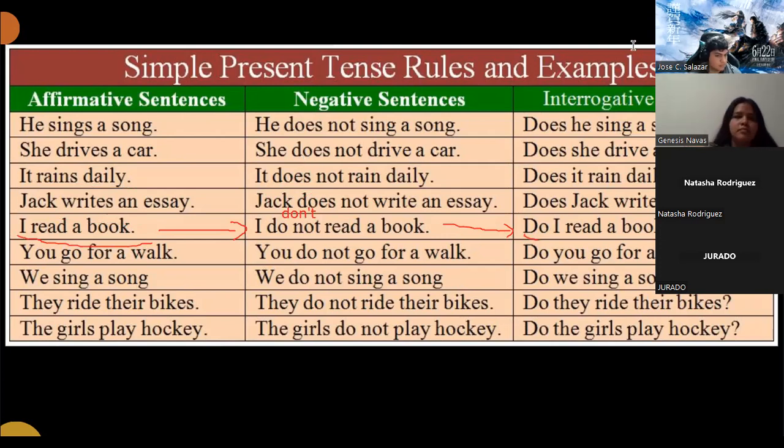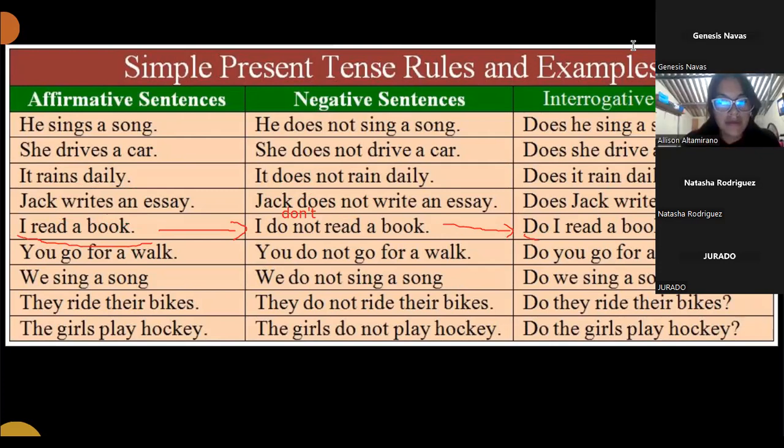You go for a walk. You don't go for a walk. Do you go for a walk? Very good. You go for a walk. You do not go for a walk, or you don't go for a walk. And do you go for a walk? Jairo, good afternoon and welcome. Can you please read, Jairo, the next sentence that we have in here?